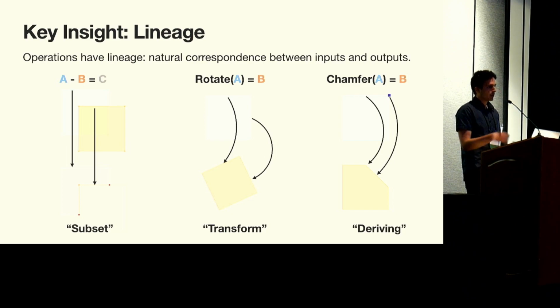All right. If we were rotating A to create B, there's also a natural correspondence there. We're transforming it. Nothing in the topology there has changed. There's an easy bijective mapping between the edges of A and the edges of B. The final case is when we actually create new geometry, right? So we extrude something or we trim off an edge.